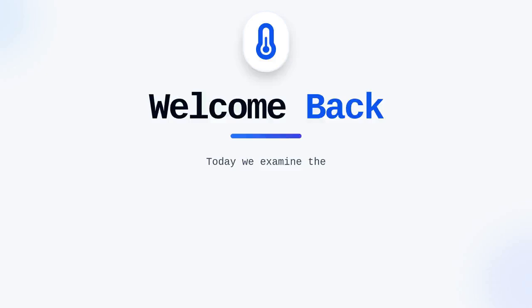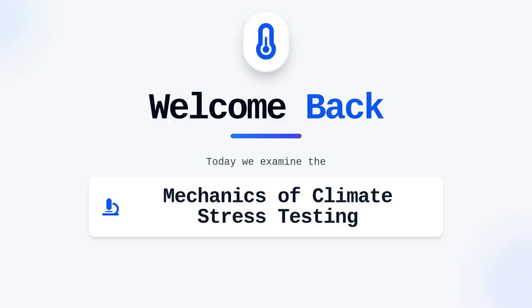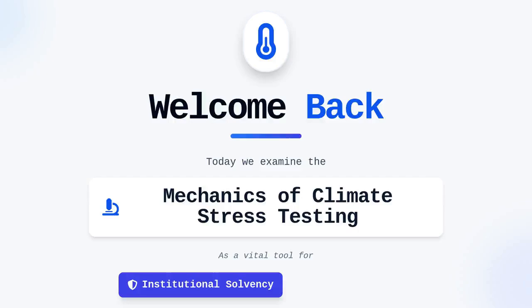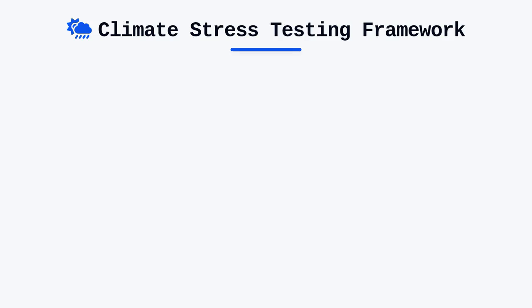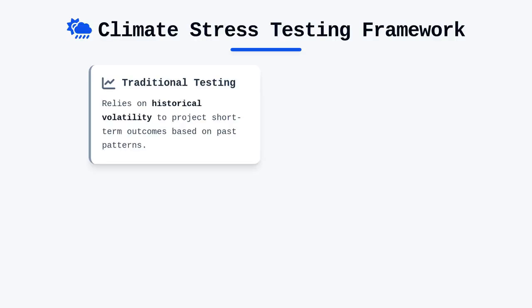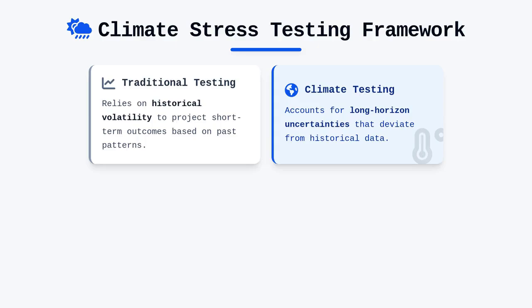Welcome back. Today we examine the mechanics of climate stress testing as a vital tool for institutional solvency and risk governance. Climate stress testing represents a departure from traditional financial stress testing because it must account for long-horizon uncertainties that deviate significantly from historical data patterns. Unlike standard stress tests that rely on past volatility to project short-term outcomes, climate stress testing requires mapping complex macroeconomic climate scenarios onto specific financial risk drivers.